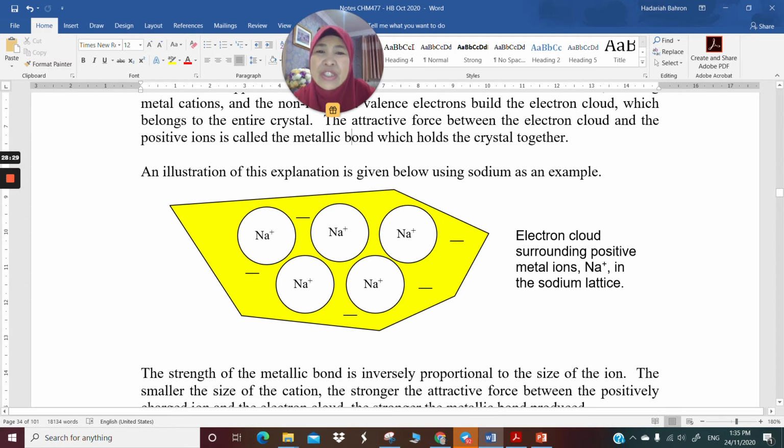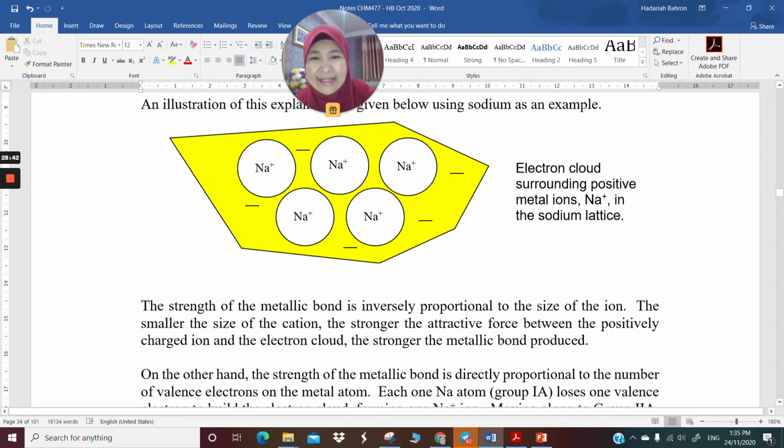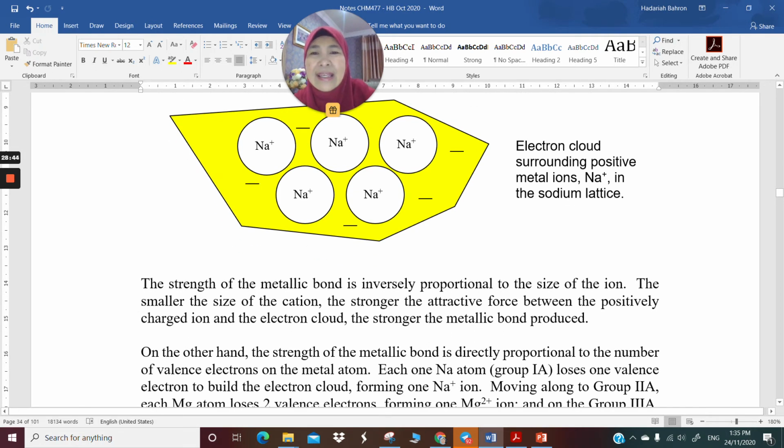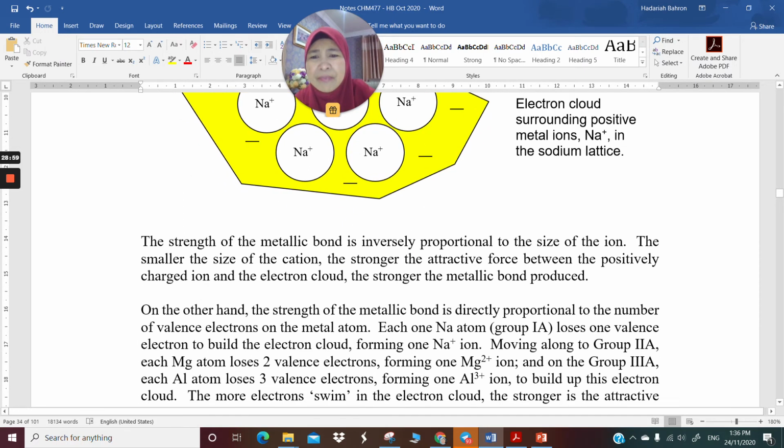Now, an illustration of this explanation is given below here, using sodium as an example. So you have here the electron cloud surrounding positive metal ions, Na+, in the sodium lattice. So that is the electron sea model. In fact, you can really see why it is called the sea of electrons, because these are like islands, and the electrons are like a sea around them.